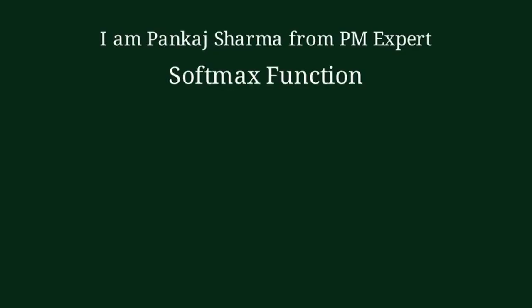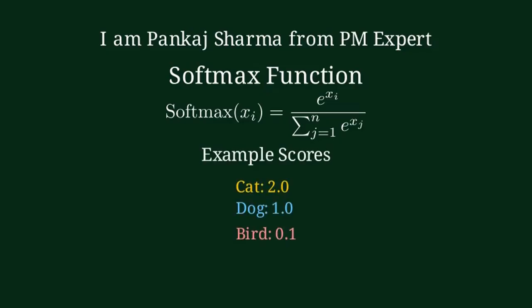In this video, we will learn the Softmax function and why it is used to turn scores into probabilities. The Softmax formula takes one score at a time, raises e to that score, and divides by the sum of all exponentials. Suppose a model gives 3 scores for cat, dog, and bird: 2.0, 1.0, and 0.1. These scores are not probabilities yet.